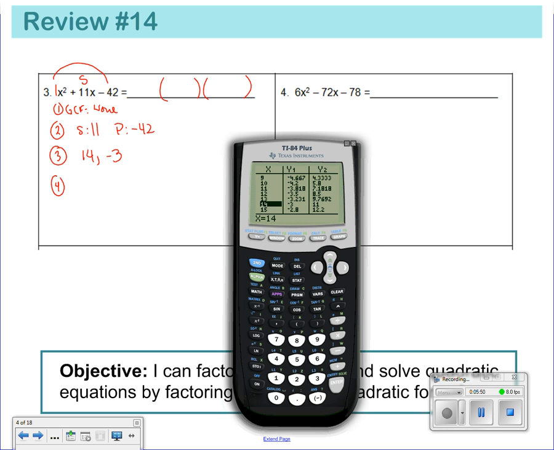Last thing is to rewrite it. My variable is x, the two factors are plus 14, and now minus 3. So we have x plus 14, x minus 3.